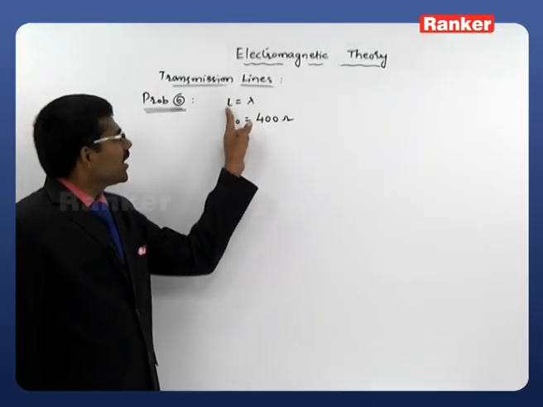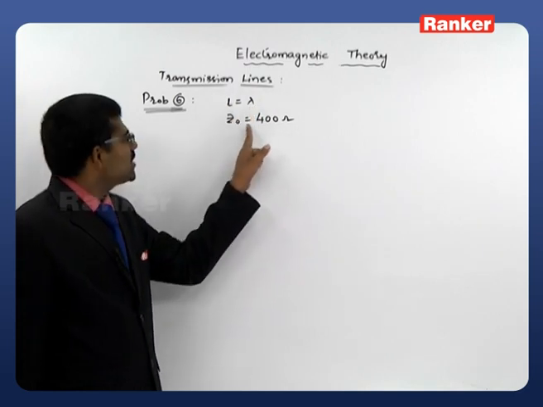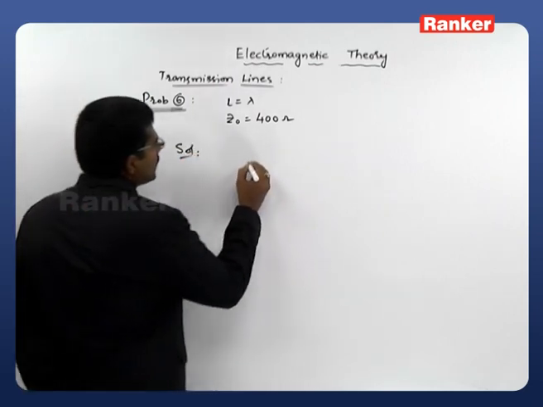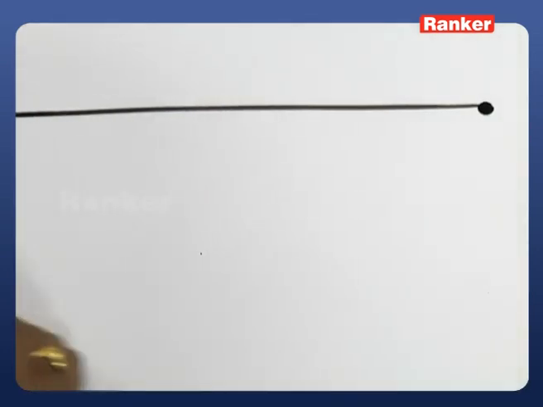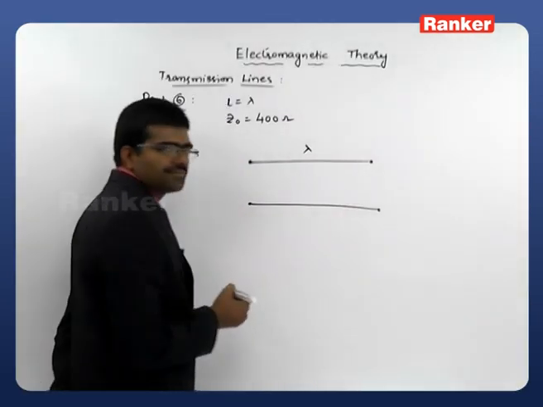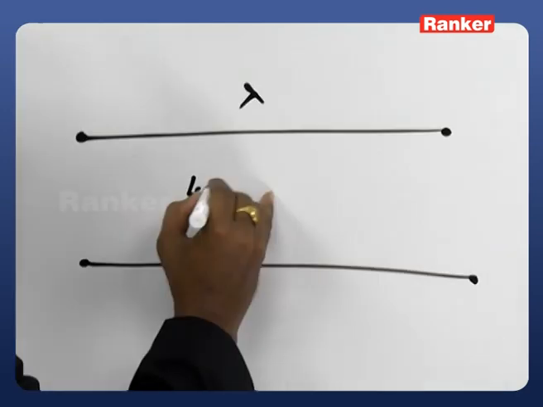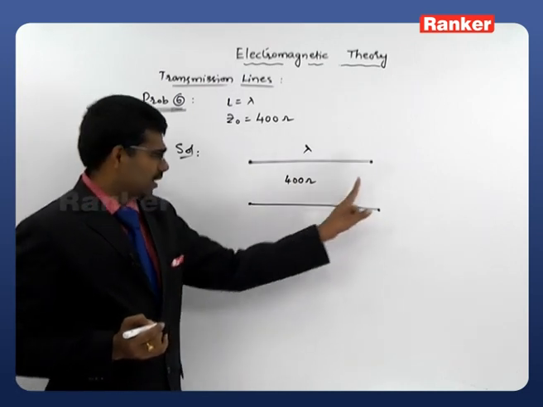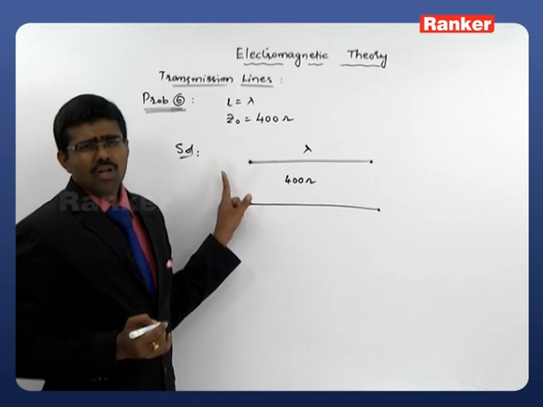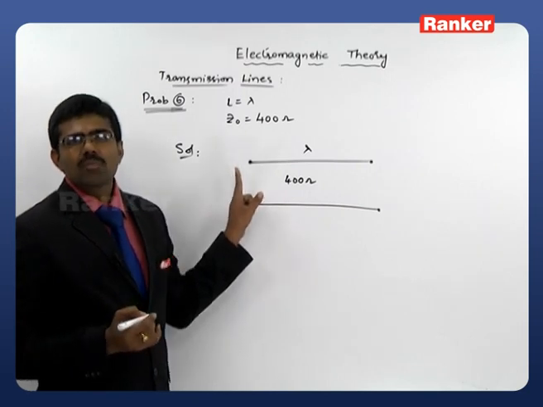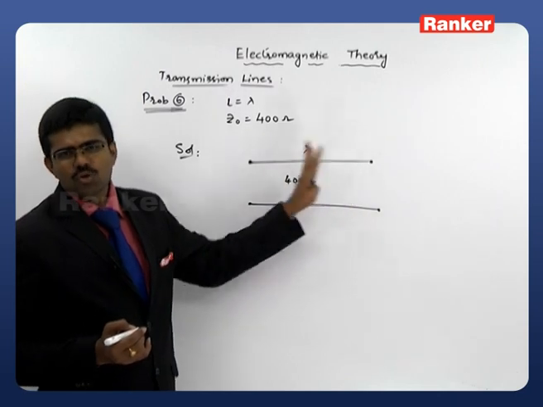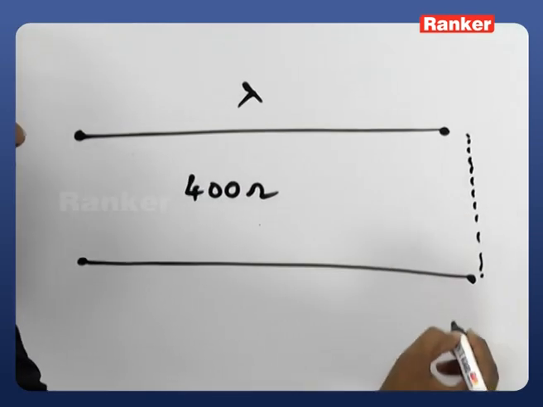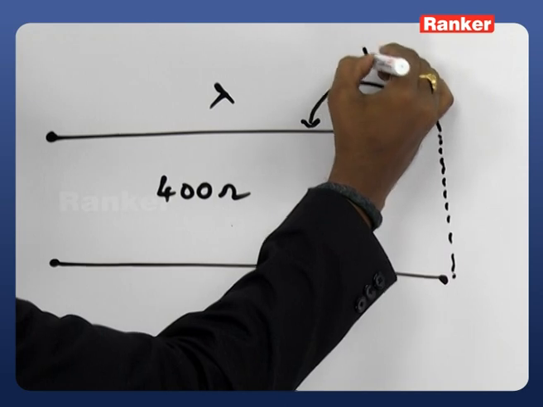The data given is a line of length lambda and its characteristic impedance is 400 ohms. Just imagine how the line is. Let us take a transmission line with length lambda and characteristic impedance 400 ohms, and the line is open at both ends, at the load end and at the input end also. Now we are supposed to calculate the input impedance at lambda by 4 distance from any one of these ends. Since both are open, you can swap them. I am calculating from the load end.